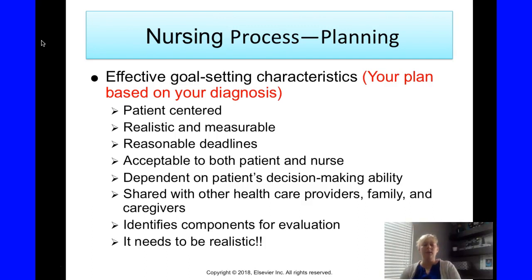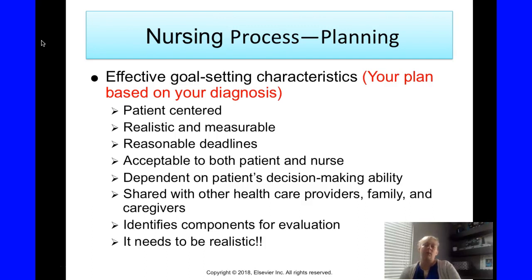They need to be acceptable to you and the nurse. The patient should make some decisions with that plan. And you can share with whoever needs to be shared with. And again, the important thing, it needs to be very realistic. So I'll give you an example. Let's just say someone comes in with lung disease and you want them to go home on oxygen. And so you need to set a goal for them.